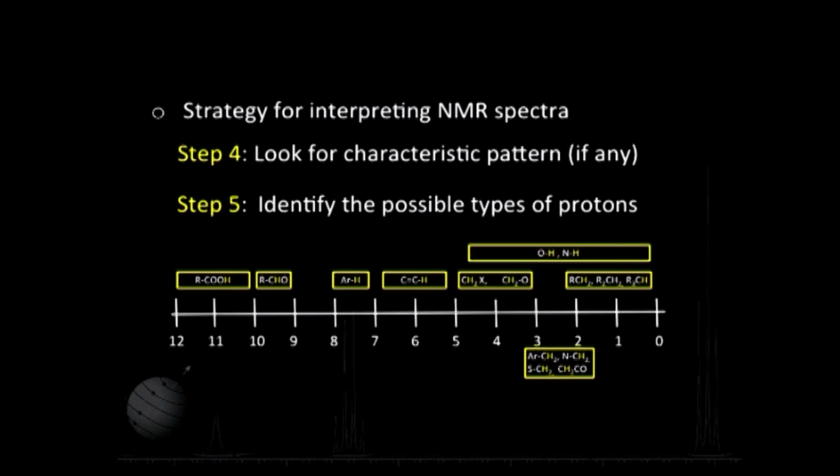And typically if you have OH or NH, they come anywhere from 0 to 5 ppm or so, because the signals are single proton signals, they are easy to locate over there. So, this step 5 is very, very crucial, because that gives us an idea about what kind of protons are there in the molecule.